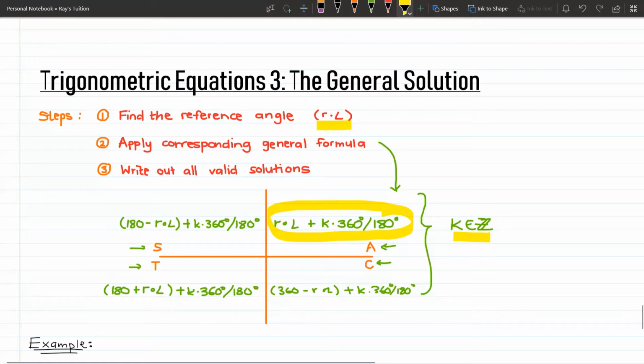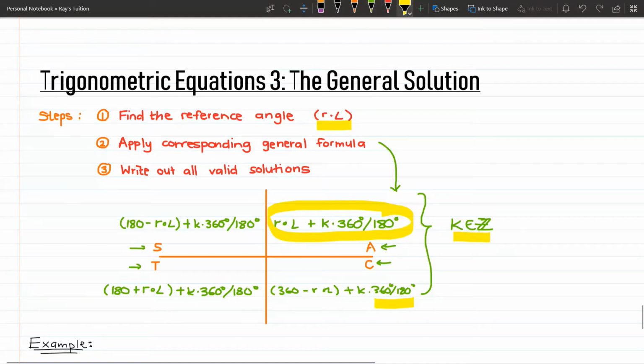In the third quadrant, where tan is positive, we use the formula 180 plus our reference angle plus k times 360, where k is an element of integers. And finally, we have in the fourth quadrant, where cos is positive, 360 minus our reference angle plus k times 360 or 180, depending whether we're working with tan or cos.